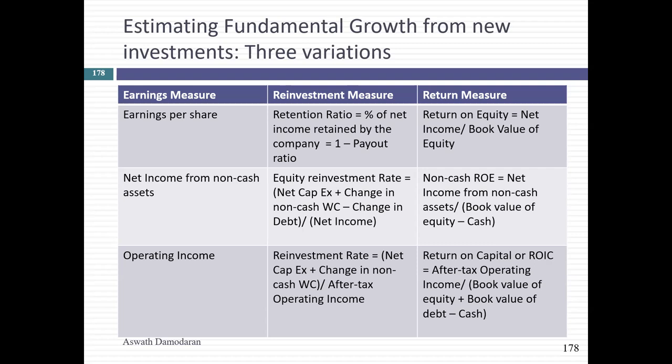Let me be specific. If you're looking at earnings per share and you're projecting out a dividend discount model, I'm going to estimate how much your reinvestment is by looking at the percentage of your net income that you put back into the business. You guys have heard of payout ratios, right? What does a payout ratio measure? The percentage of your net income that you pay out as dividends. So if I say the payout ratio is 40%, I'm saying your retention ratio is 60%. So think of the retention ratio as the percentage of your earnings that you put back in the business. That's how I measure reinvestment.